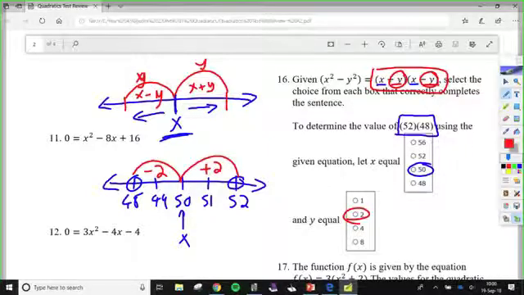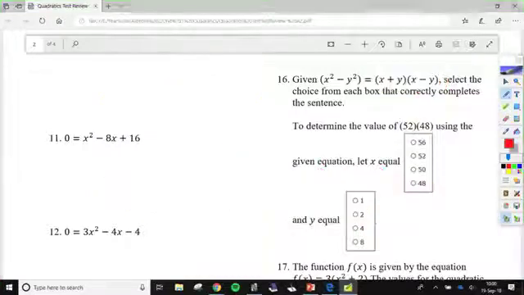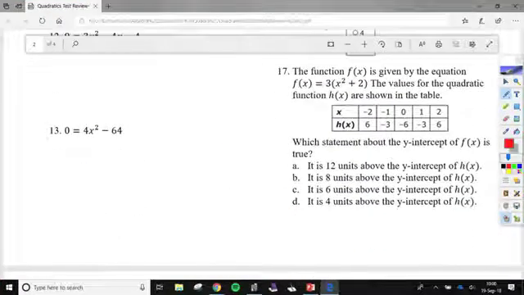And you can kind of see that when you write it all out. 50 plus 2 times 50 minus 2. That is 52 times 48. It's the same thing, but it's very much a puzzle. And I chose this because it is an EOC question. It is something that was on our EOC review last year.